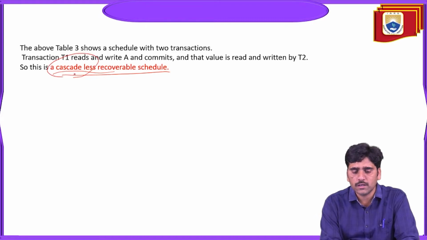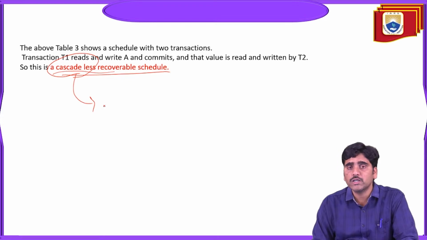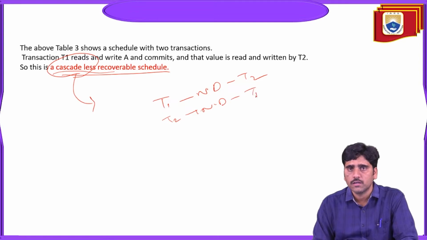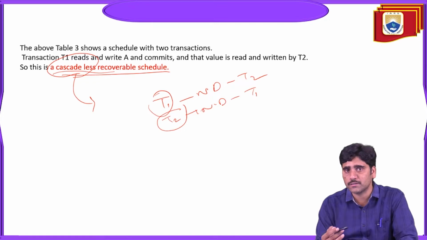Cascade-less means they are not depending on one another. Transaction 1 is not depending on transaction 2, and transaction 2 is not depending on transaction 1, vice versa. Those two transactions are individual, they occur with failure points, and they are committed, so that they can recover themselves. They can recover or roll back the transactions individually. So this is about the recoverability of transactions in the database management system.